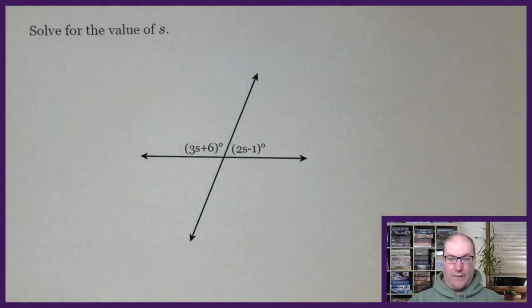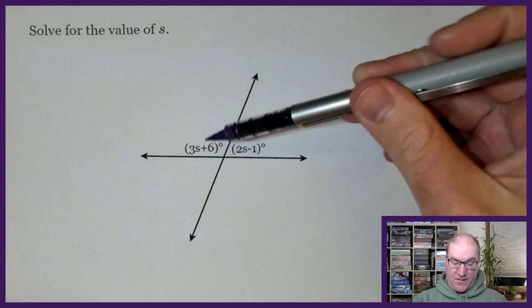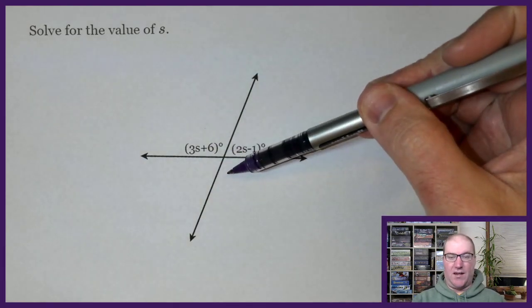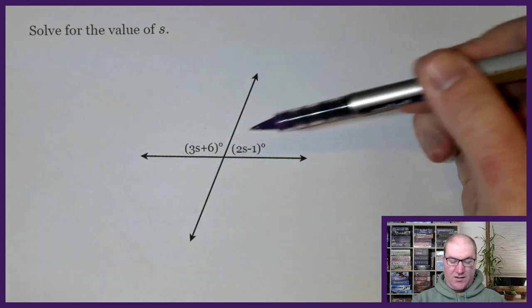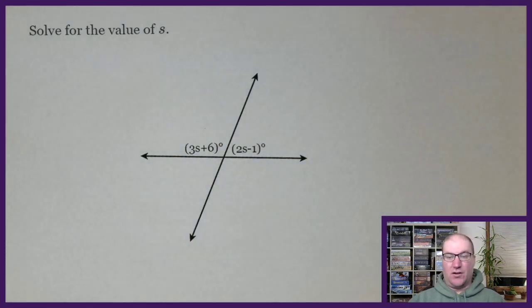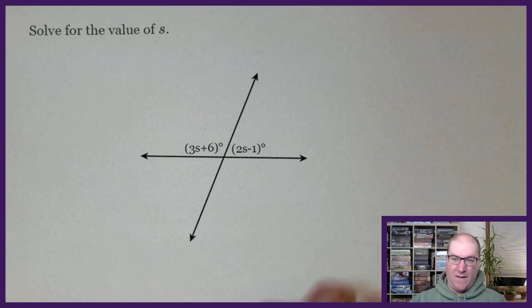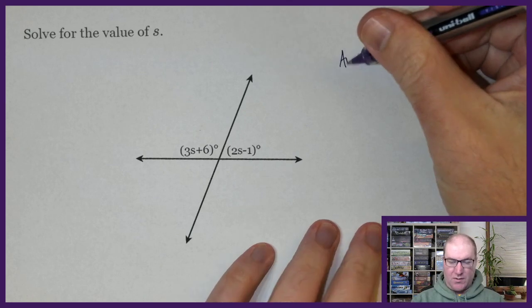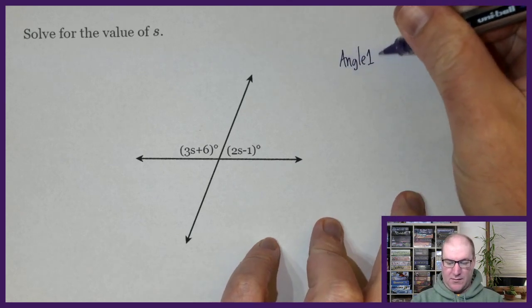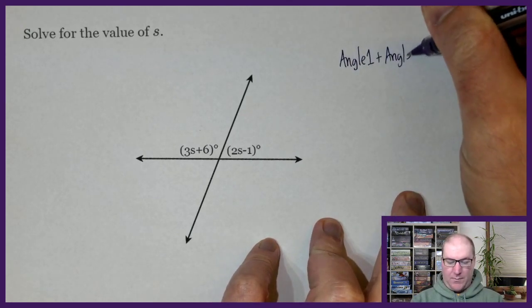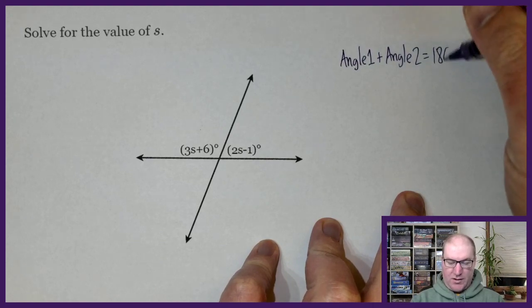Now we know from the definition of vertical angles that this angle and this angle are the same, as is this angle and this angle. Those are called vertical angles, and those angles are the same. But this angle relationship does not talk about two angles that are the same. This angle relationship talks about two angles that add up to 180 degrees.